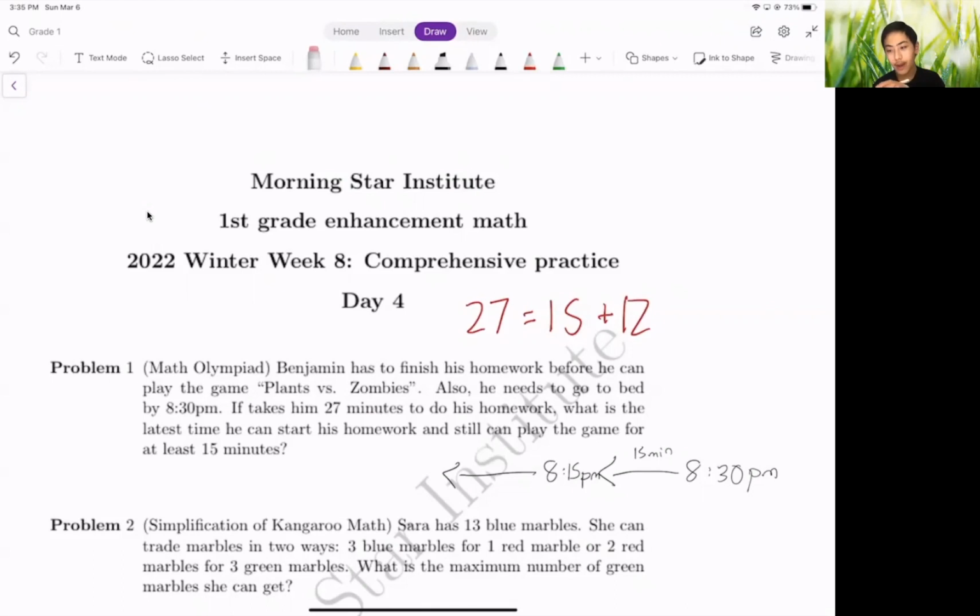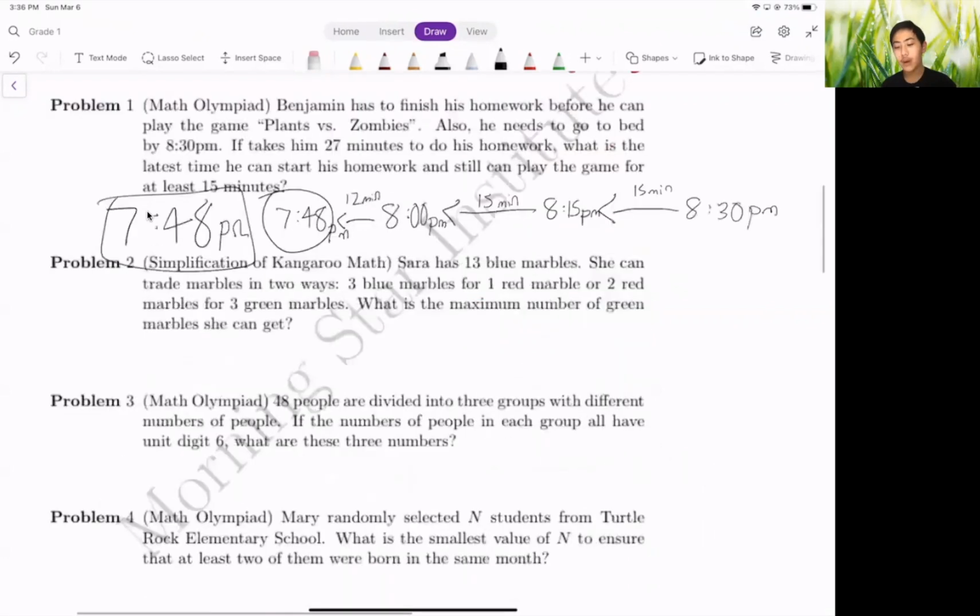Let's go back 15 minutes first. And go back 15 minutes, that's just 8 p.m. And then subtract another 12 minutes to complete the 27 minutes, and that just gives us 7:48 p.m. So the latest he can do his homework is 7:48 p.m. is our answer. Problem 2.